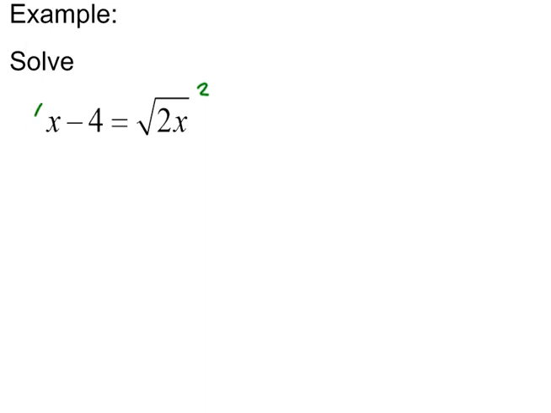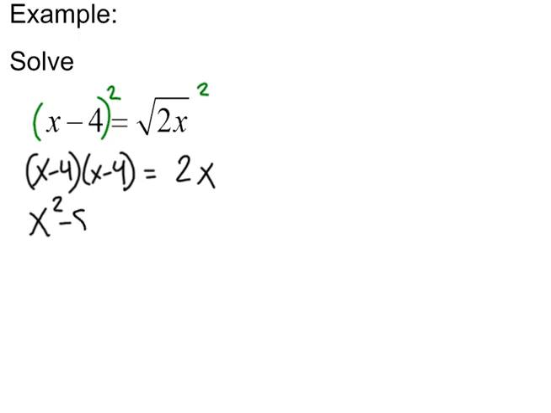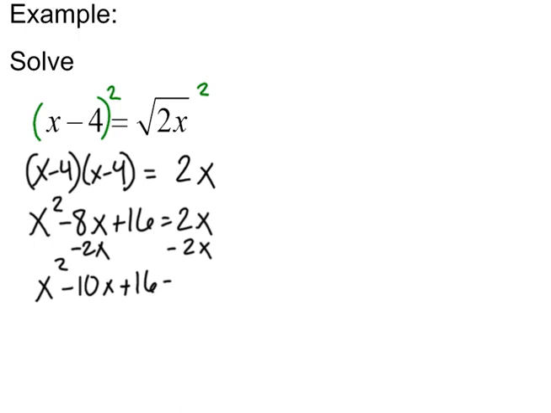And the other side is a binomial. So you need to make sure you square it as a binomial if it's already a binomial. So we end up with x minus 4 times x minus 4. The root and the power cancel each other out, leaving us with 2x. Let's multiply and FOIL this out. X squared minus 8x plus 16 equals 2x. And now let's subtract 2x on both sides, leaving us with x squared minus 10x plus 16 equals 0.